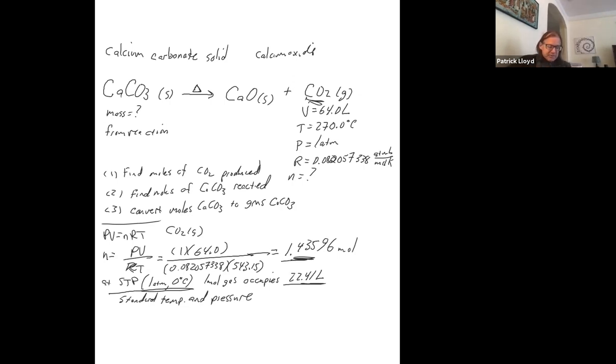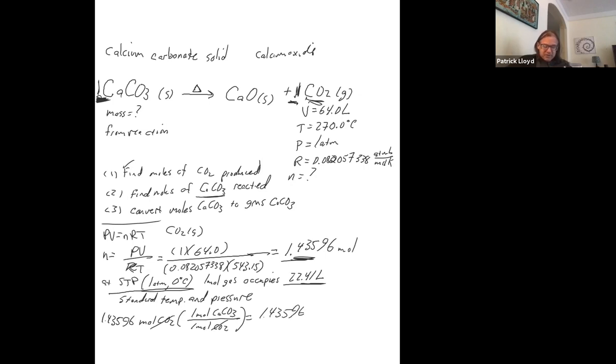Now, here's the next step. Step 2. Find the moles of CaCO3 reacted. The way you do that is through your coefficients, through your balanced equation. This is what we did back in chapter 3. So you take your 1.43596 moles of CO2 and you say, look, every time one of those was produced, one of these reacted. 1 mole CaCO3 reacts for every 1 mole CO2 produced, right? And so now you get the same number. So just be careful with these.